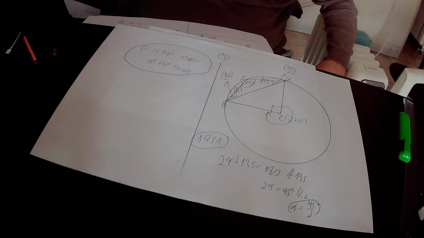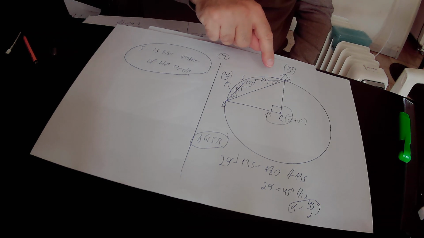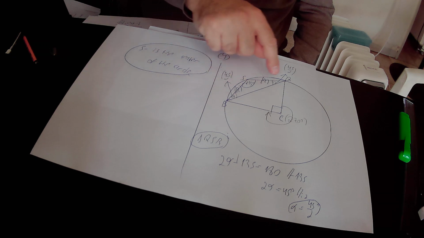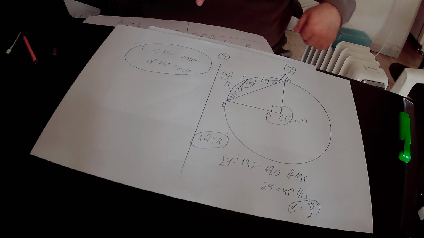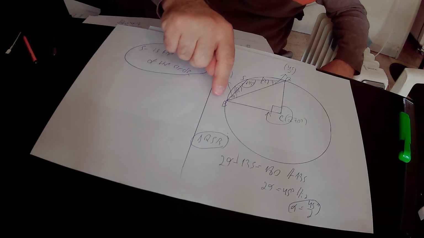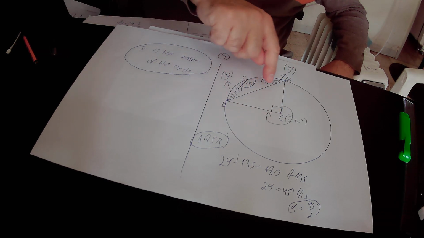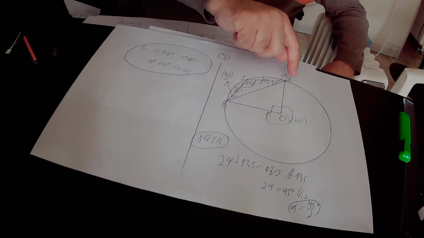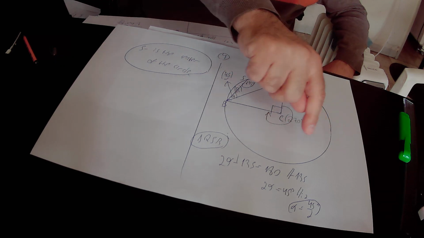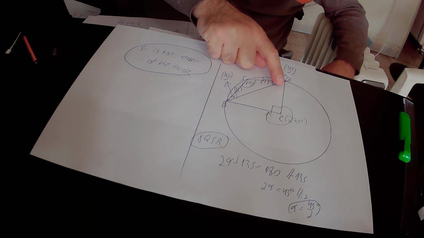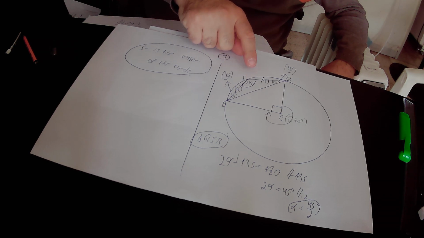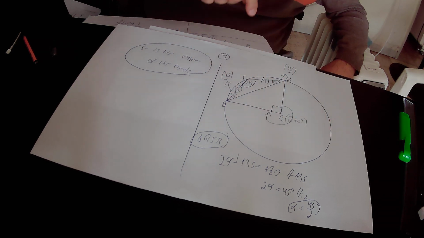Why? Because in our drawing, this is peripheral angle QSB. Peripheral angle QSB is subtended on arc QB. But we also have central angle QCB, the central angle QCB that is subtended on the same arc QB. Therefore, the size of this central angle QCB must be twice as large as the peripheral angle QSB that is subtended on the same arc QB.